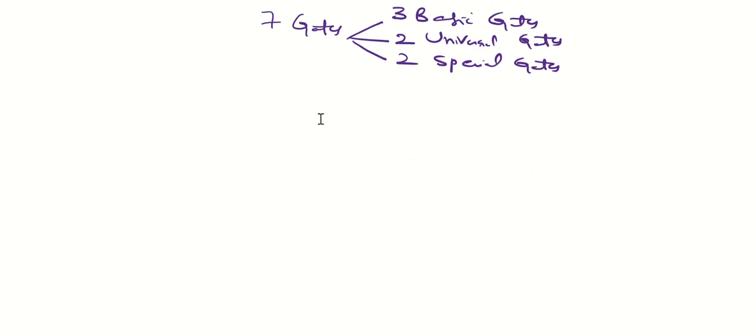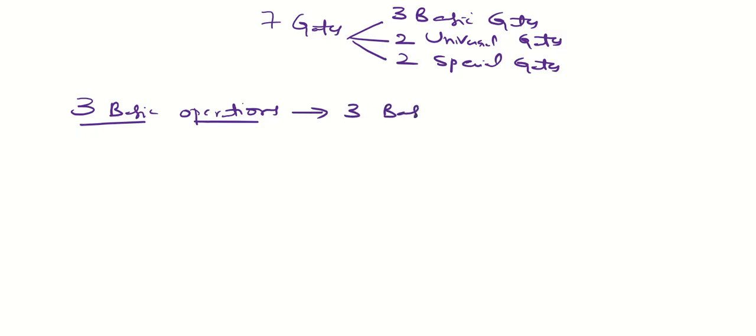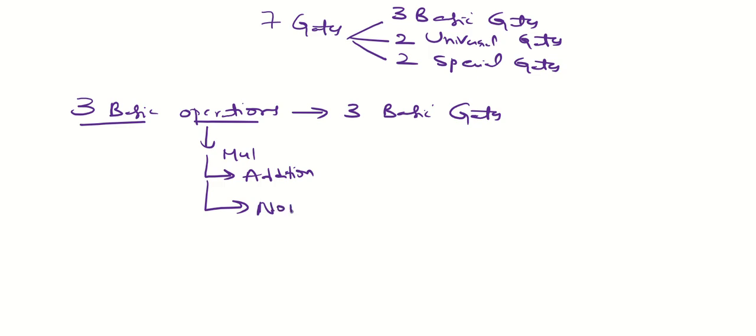Out of 7, 3 basic operations require 3 basic gates. The basic operations are multiplication, and the next one is addition, and the next one is complement, that means the NOT operation.